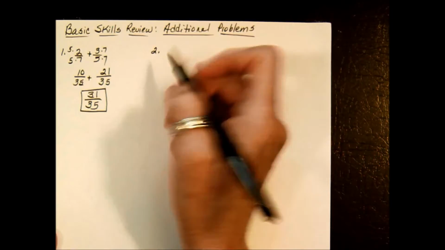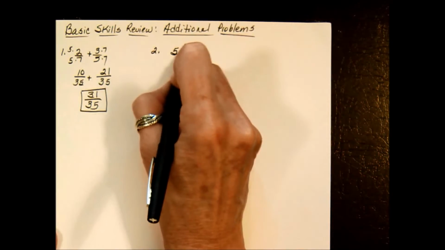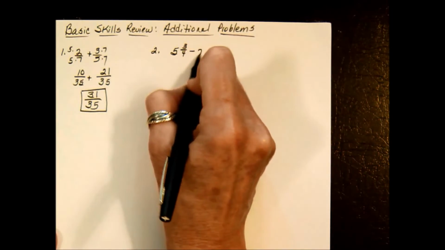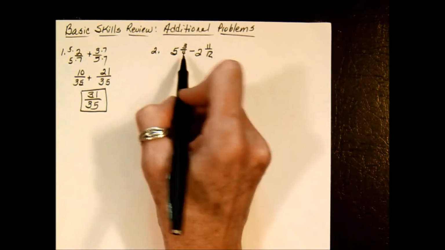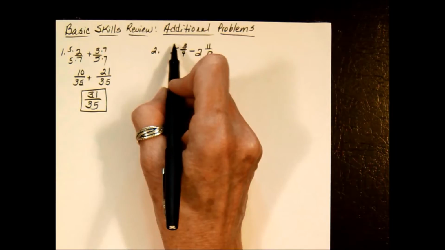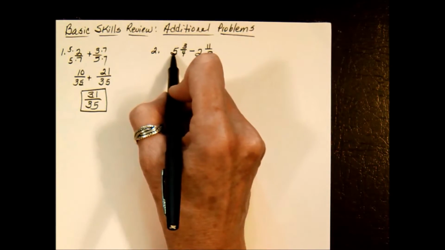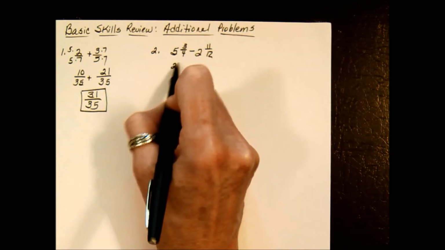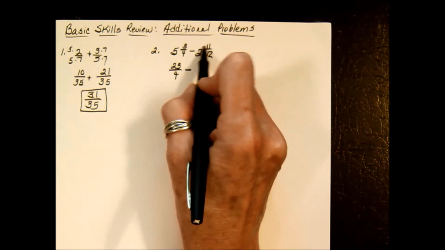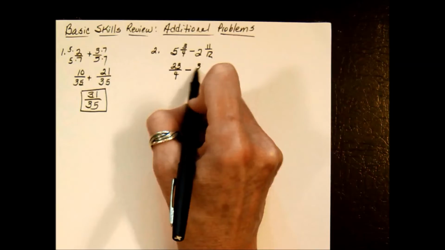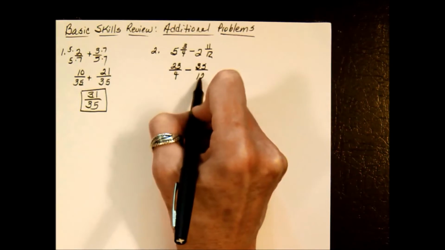Number two, we have 5 and 3/4 minus 2 and 11/12. So two things going on here. First, we need to change the mixed numbers to improper fractions. So 5 times 4 is 20 plus 3 is 23/4, minus 2 times 12 is 24 and 11 is 35 over 12.